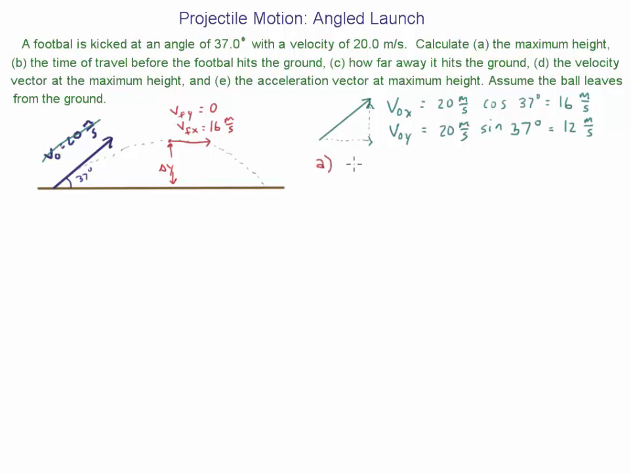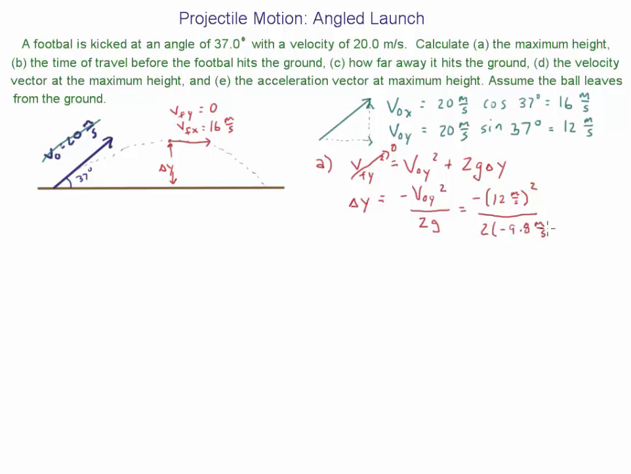I'm going to pick an equation that works well in this circumstance, which is this one. I almost want to call this the max height equation because it's usually the easiest way to find the max height. We know already that v final y is 0. So if I solve this for delta y, I get negative v0y squared over 2g. Plugging the numbers in, that's negative 12 meters per second squared over 2 times negative 9.8 meters per second squared. And that comes out to 7.35 meters. There you go. Exactly the same as when we just did straight up and down motion.